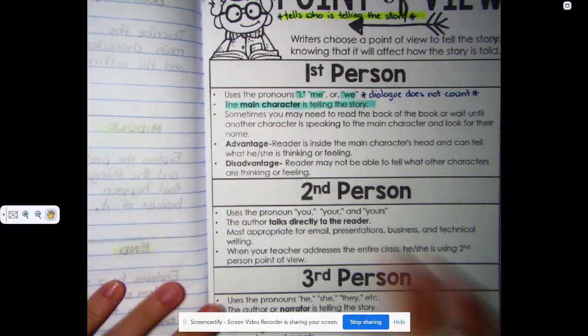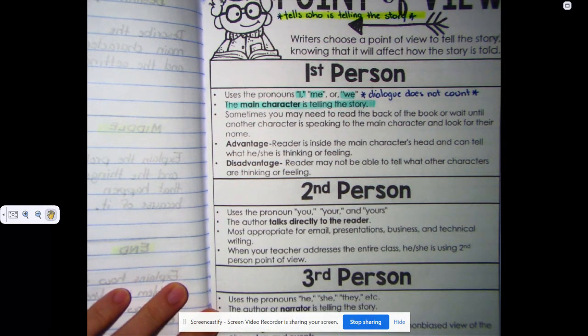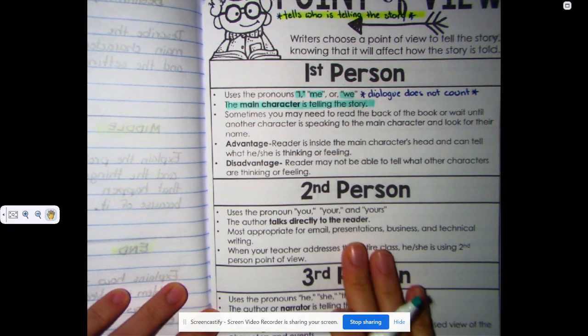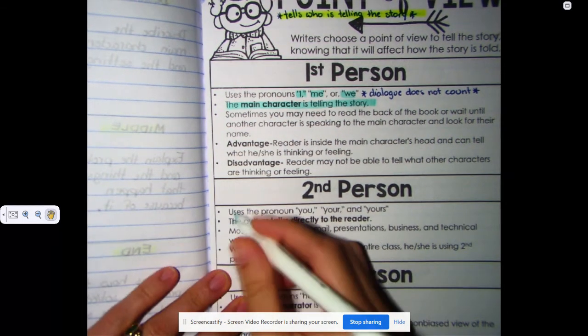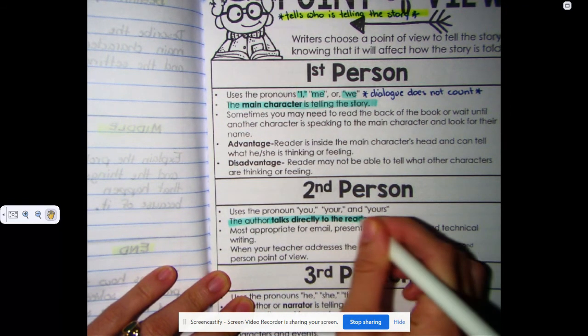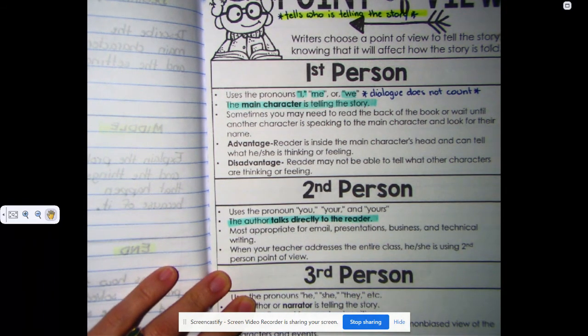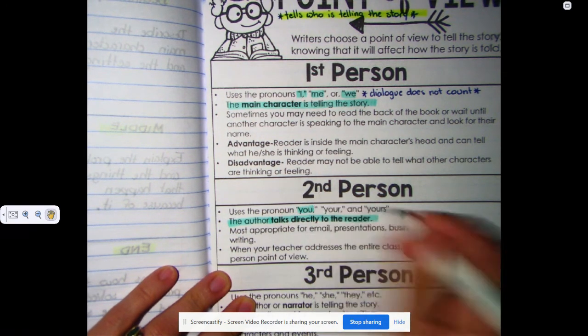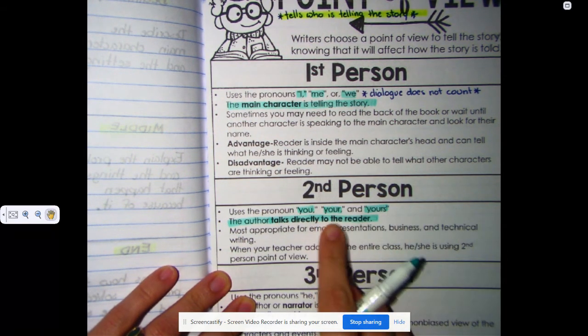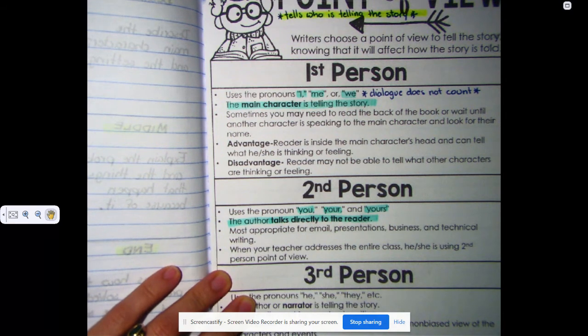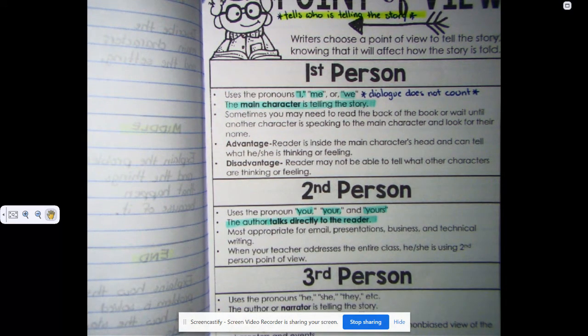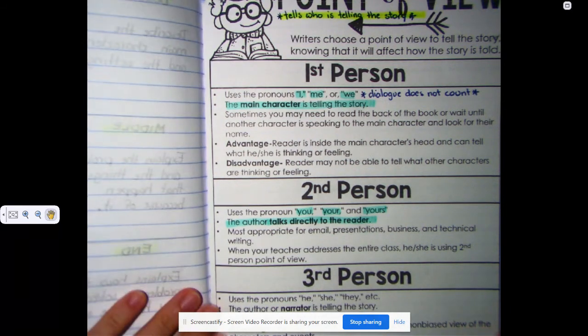Okay. Second person is a lot like first person. It is the main character telling the story, but the narrator is also talking directly to the reader. So we're going to highlight that. The author talks directly to the reader. Okay. So they're going to use words like you, your, and yours when they're talking to the reader. Okay. The book that we're reading right now, The One and Only Ivan, is going to be second person. It's the main character telling the story, and he talks directly to us, the reader.